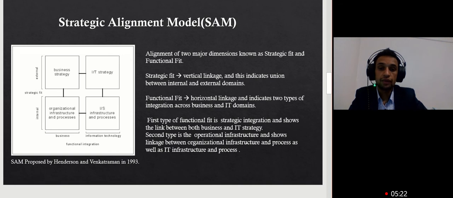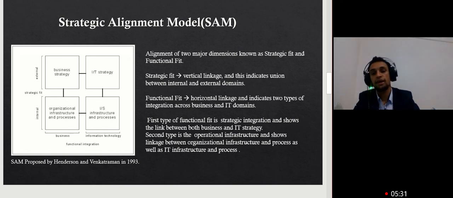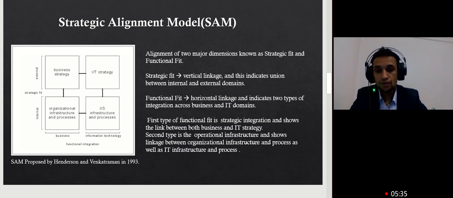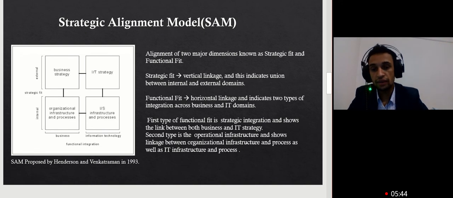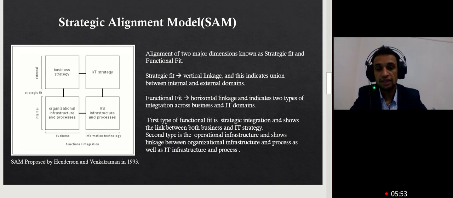Next, I will discuss the Strategic Alignment Model, SAM, first. As we can clearly see in the diagram, alignment has two major dimensions known as strategic fit and functional fit. Strategic fit is a vertical linkage, as we can see in the diagram. It indicates uniformity between internal and external domains. The other is functional fit, a horizontal linkage that indicates two types of integration across the business and IT domains. The first type of functional fit is strategic integration, which shows the link between the business and IT strategy. The second type is operational integration, which shows the linkage between the organization's infrastructure and processes as well as the IT infrastructure and processes.